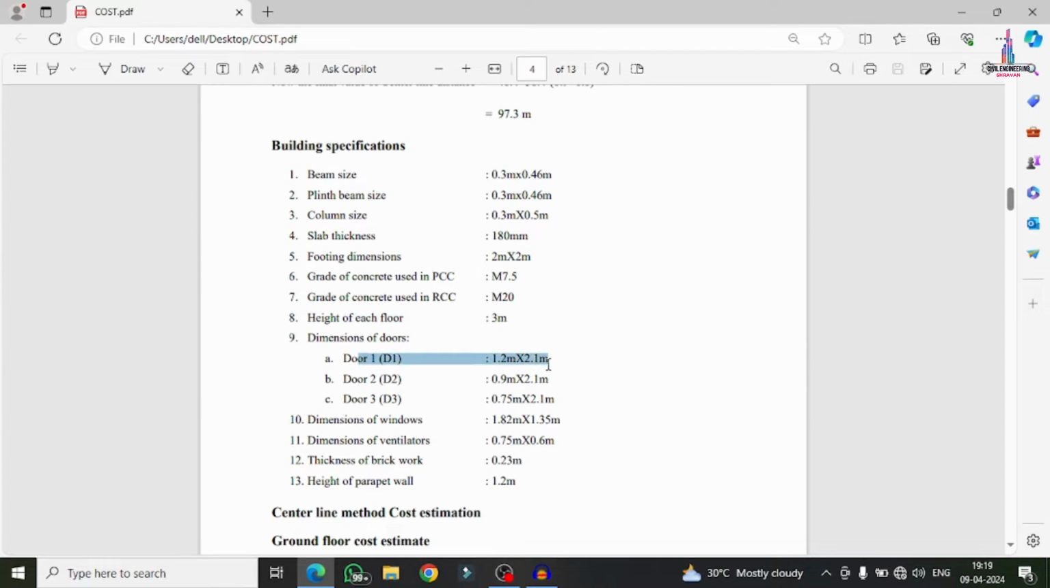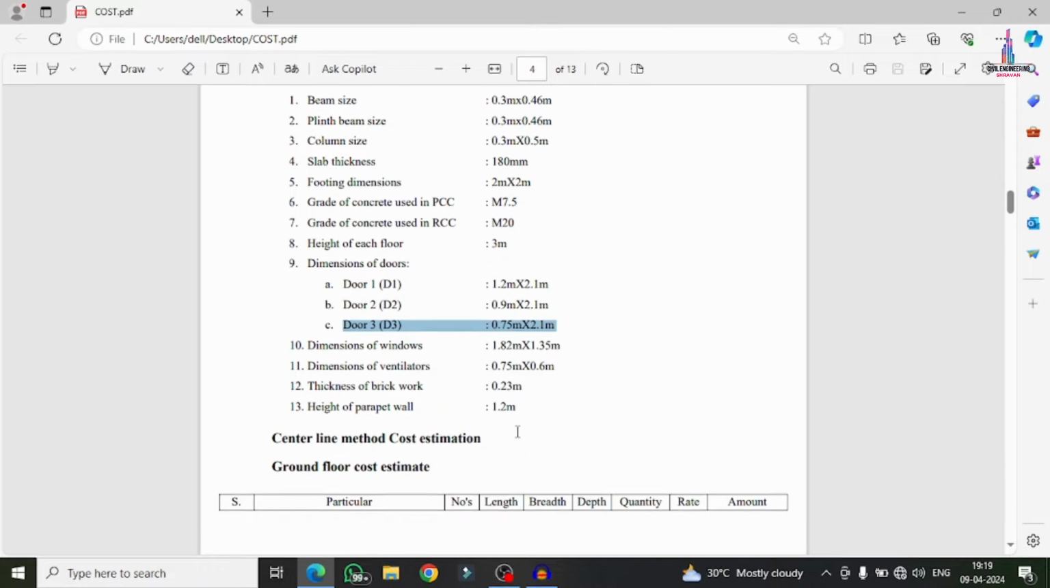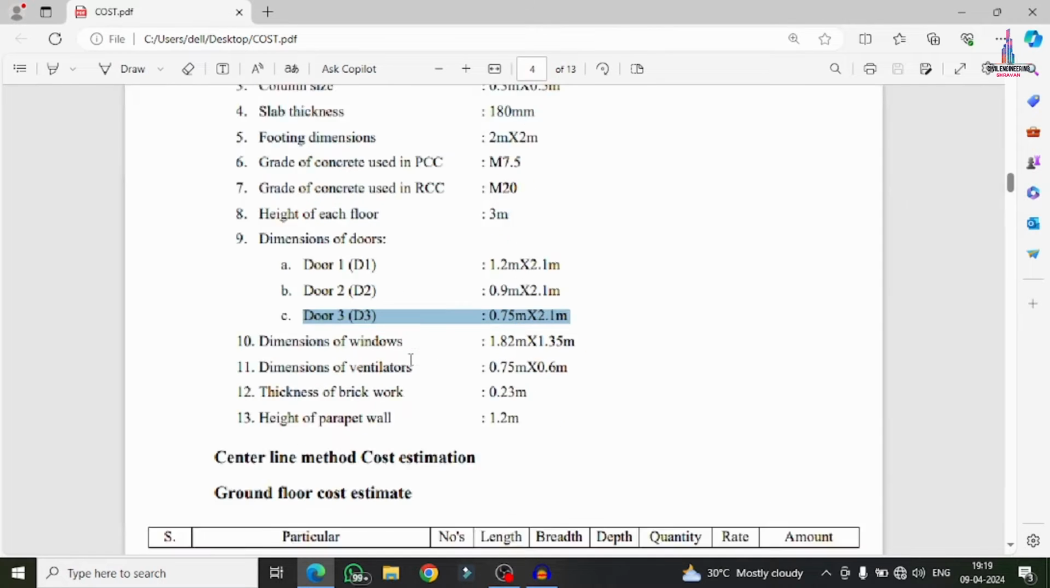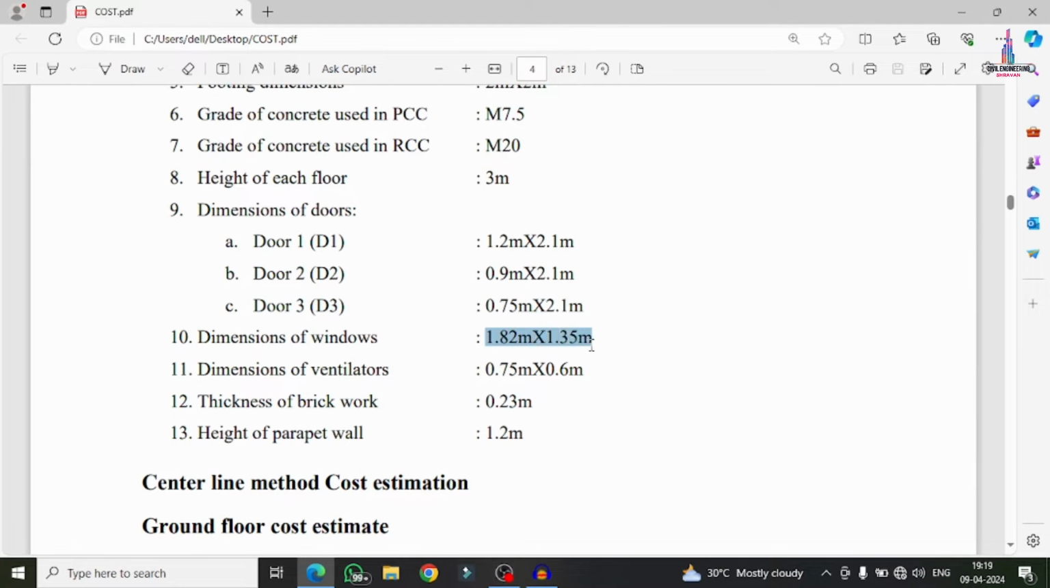Door 1 is 1.2 meter into 2.1. Door 2, 0.9 into 2.1 meter. Door 3, 0.75 into 2.1 meter. And the dimensions of the windows I have taken as 1.82 cross 1.35. Dimensions of the ventilator 0.75 cross 0.6. Thickness of the brickwork is 0.23. Height of the parapet wall is 1.2 meter.